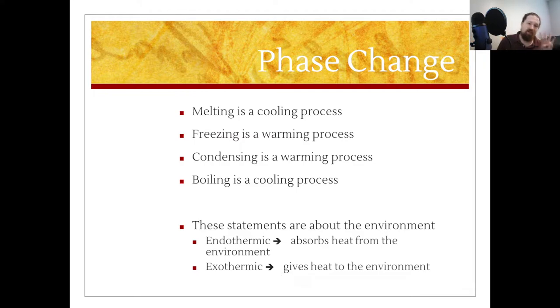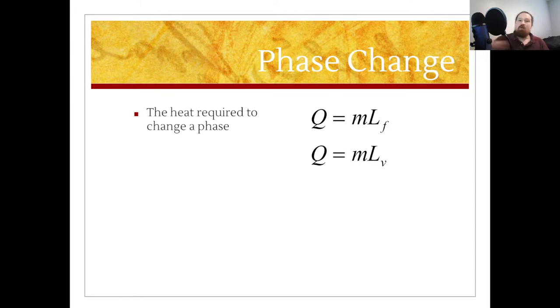Of the 4 phase changes we're going to be studying in this class, melting and boiling are endothermic because they pull thermal energy into the object, whereas freezing and condensing are exothermic because, from the perspective of the object that is doing the freezing or the condensing, it's giving off thermal energy. So let's look a little bit at the math behind phase change now.